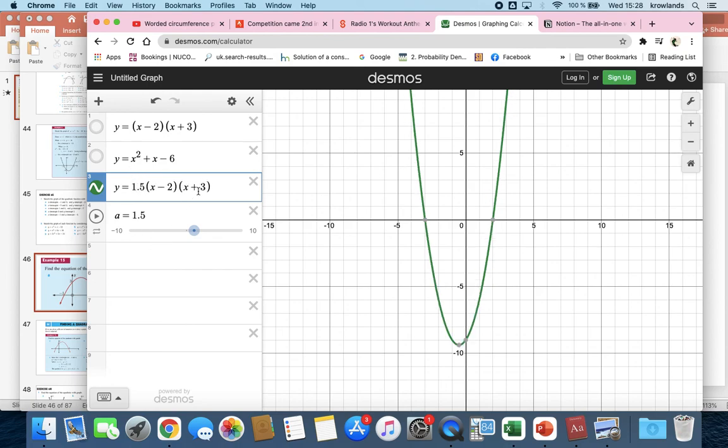So the way we got that equation was, first of all, we assumed that the equation was something to do with a. We wrote down this formula. We then substituted a value for y and for x using the y-intercept as 0, minus 9. And then we discovered the a value was actually 1.5. So your answer would be y equals 1.5 brackets x minus 2 brackets x plus 3.